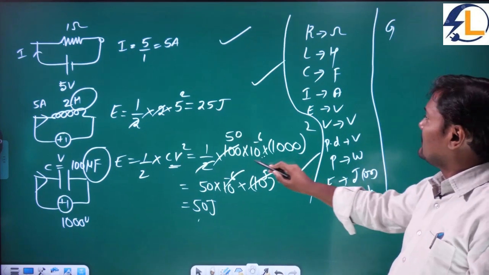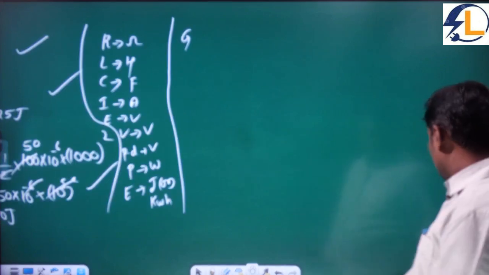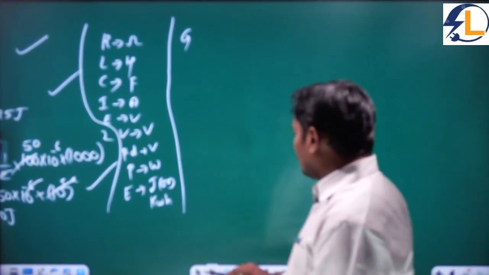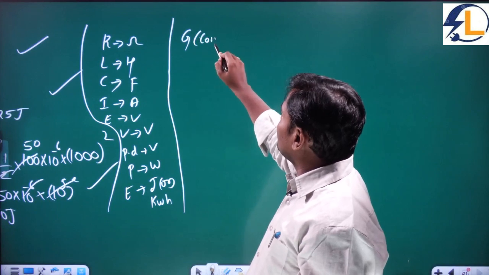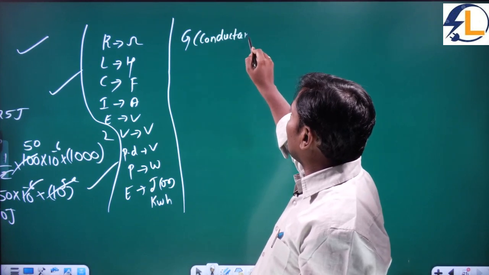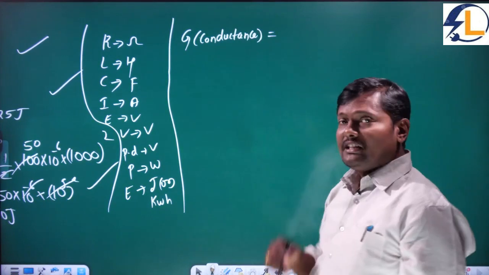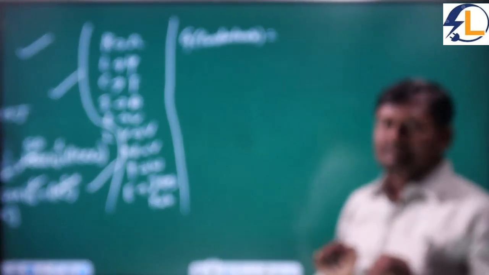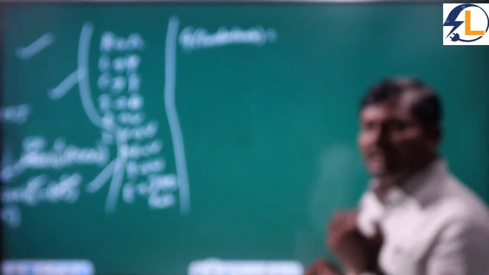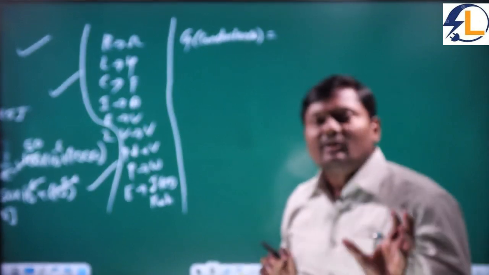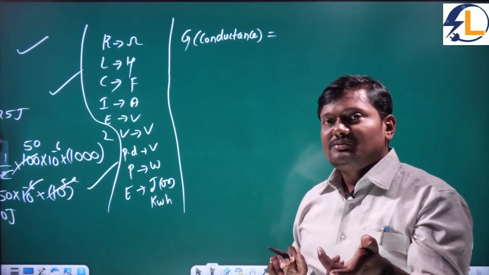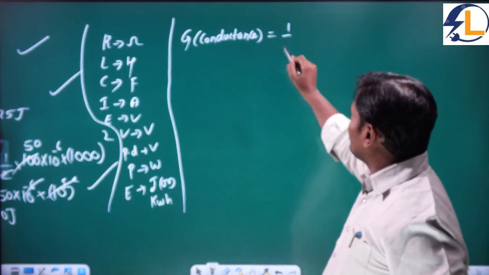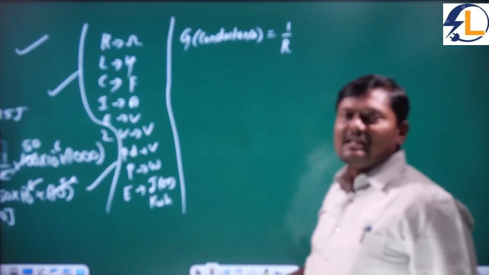Okay, and the next one is conductance. What is meant by conductance? This is very important. Conductance is represented with G. As the name itself says, it is conductance. It allows the electrons. Resistance opposes the electrons, whereas conductance allows the electrons. So the inverse of resistance is called conductance.